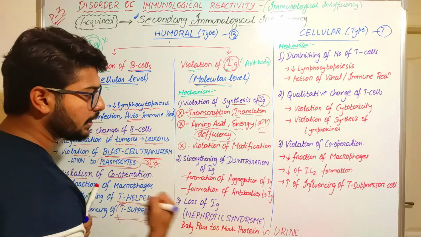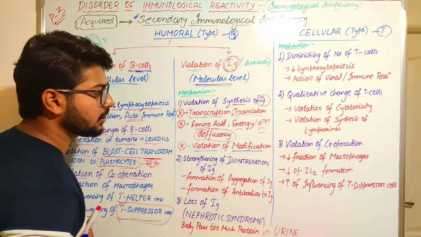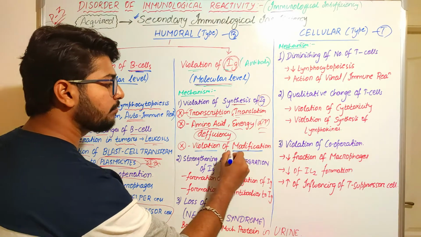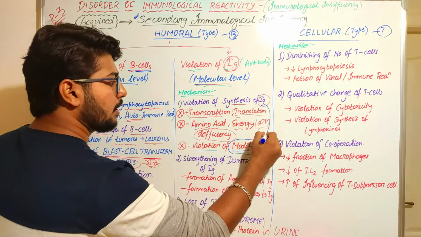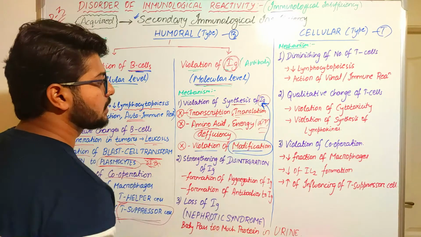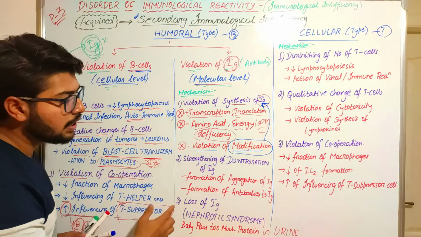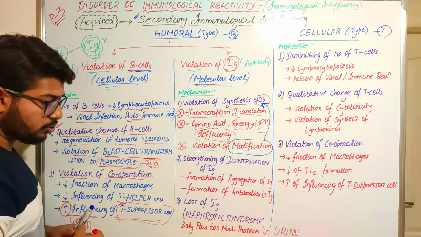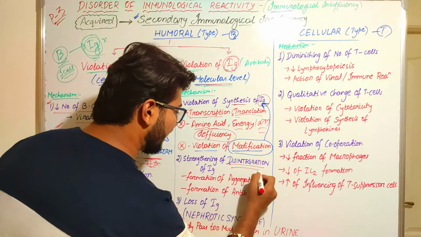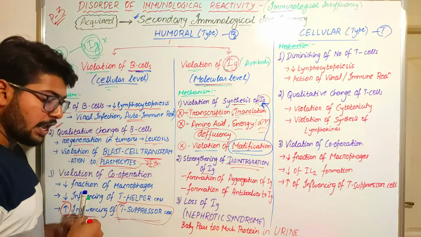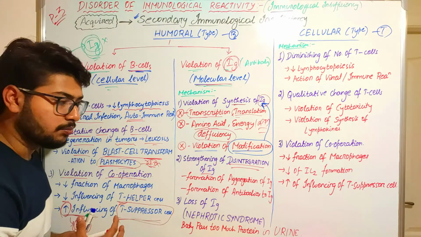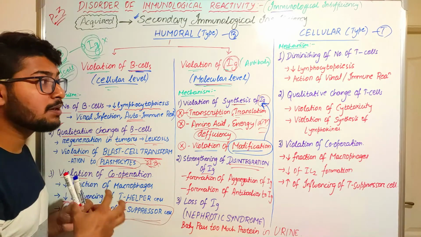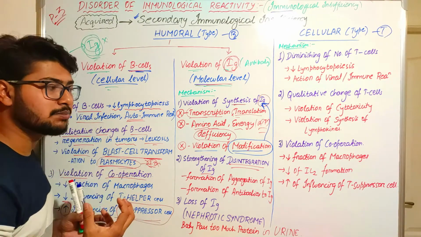And the second one is a violation relating to modification of antibodies. Okay, next comes the strengthening of disintegration of immunoglobulin. What do you mean by this disintegration? Listen, immunoglobulins are at the molecular level. Disintegration means breaking of the molecular structure of antibodies will take place.